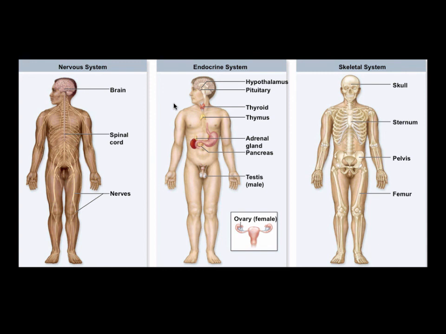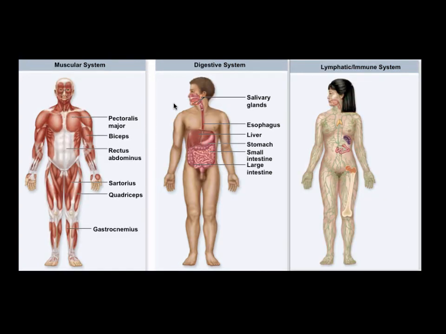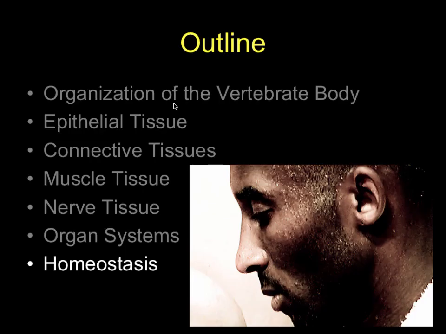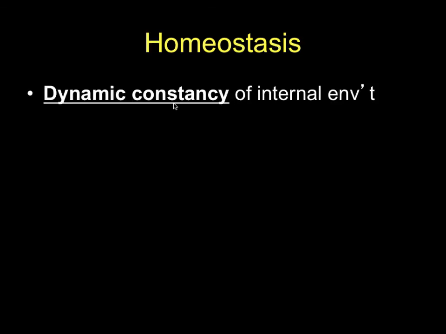So those are the organ systems we're going to be dealing with. We'll talk about the nervous system, endocrine, skeletal, muscular, digestive, lymphatic, and immune system, maybe a little bit less than the others, but we'll see most of those throughout the rest of the course of this class.